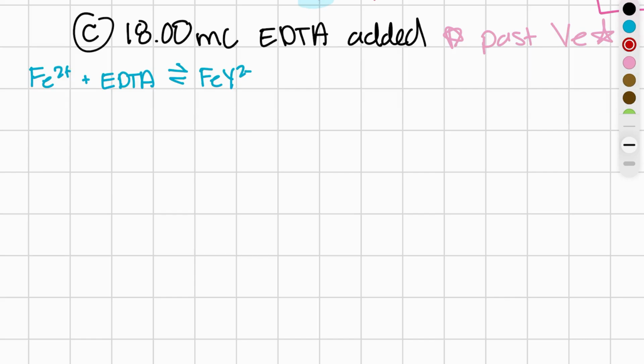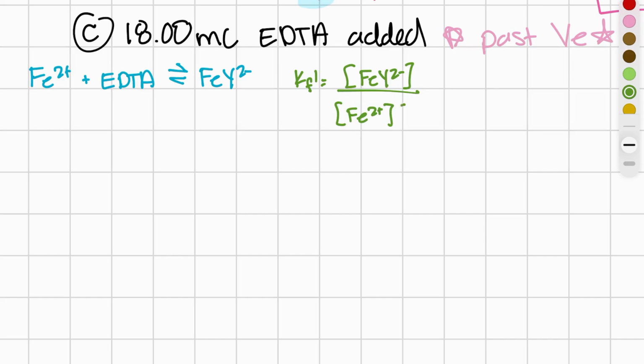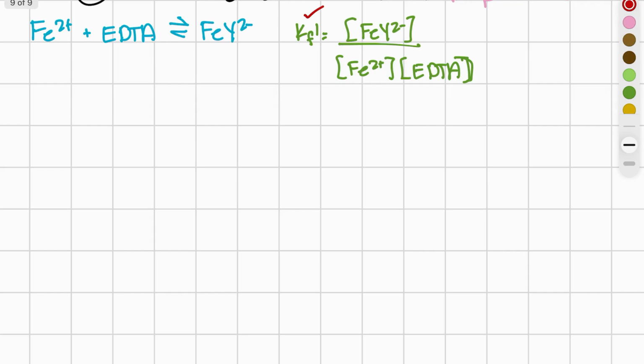And so Kf prime is going to equal FeY2- over Fe2+ times EDTA. We can't just make these x's because they're not equal at this point, right? We're past the equivalence point, so we're going to have more EDTA than we do of that Fe2+. But let's figure out what we do know. We know Kf prime, we've already found that. We can easily find FeY2-, so let's go ahead and find that.